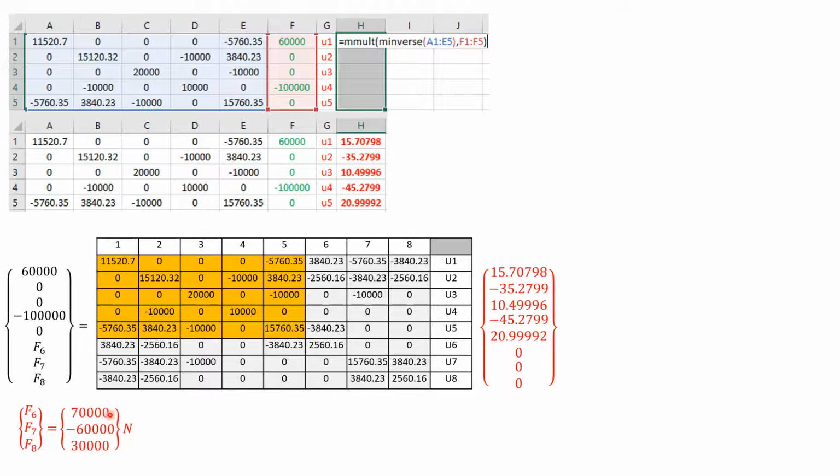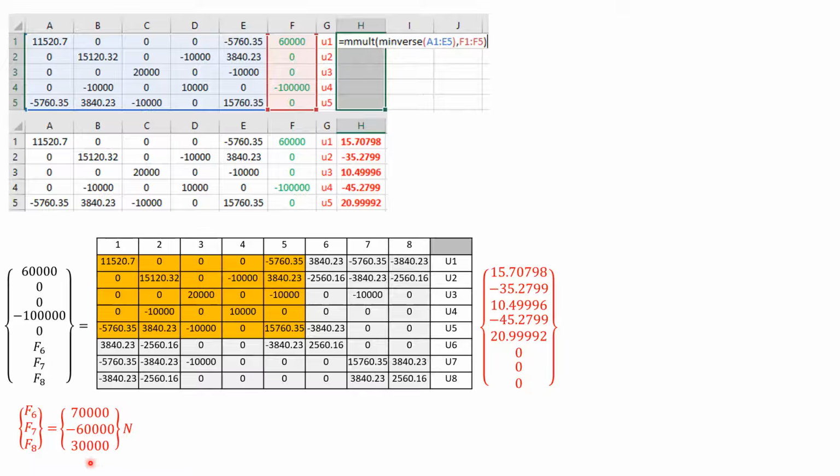So F6 is the vertical component at L2, so 70,000. F7 is the horizontal component at LO, which is to the left, which opposes the 60,000 Newton load to the right, which is correct if you sum up forces horizontally.